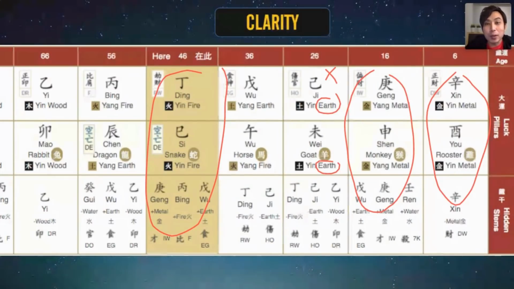Now you might ask, what if it's not my lucky element? It doesn't matter. The lucky element tells you whether it's easy or not, only one. But this one tells the drive. You have the drive, even if it's hard, you'll find a way to make it happen. Don't you think so?